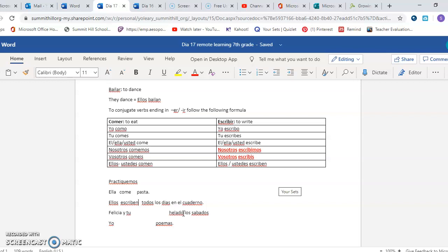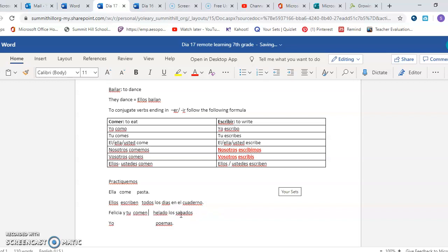Blank ice cream on Saturdays. Do you eat ice cream or do you write ice cream? So then it will be eat. So Felicia y tú. That will be ellos, right? Or ellas. Or ustedes. More than two people. So notice what I do to the verb. You conjugate, you take away the ER ending and put in EN. Felicia, tú comen helado los sábados.